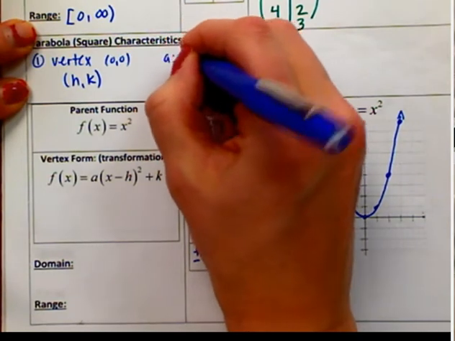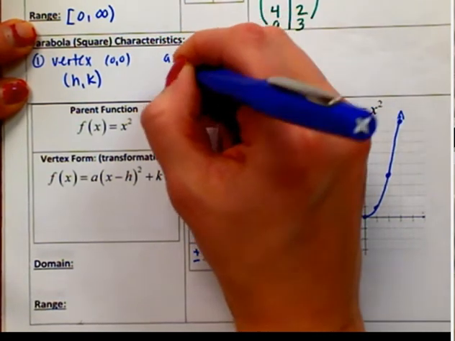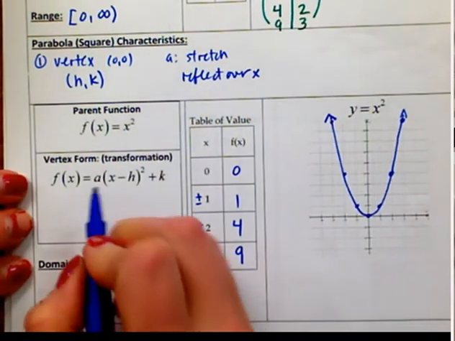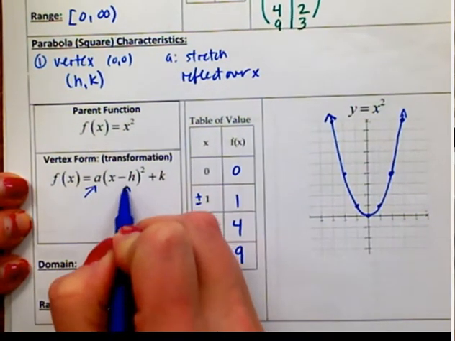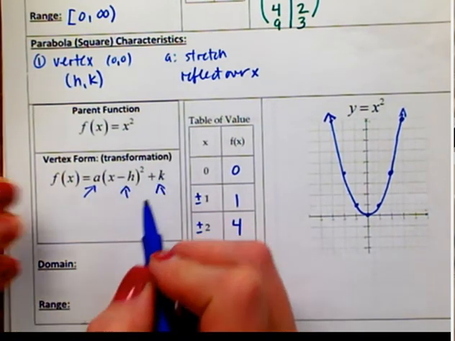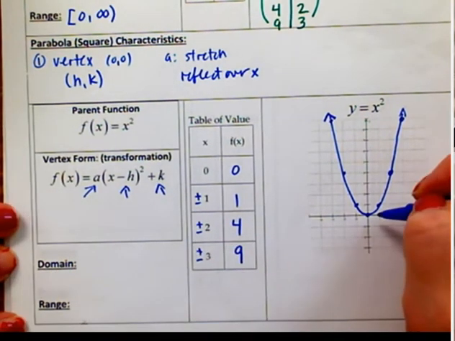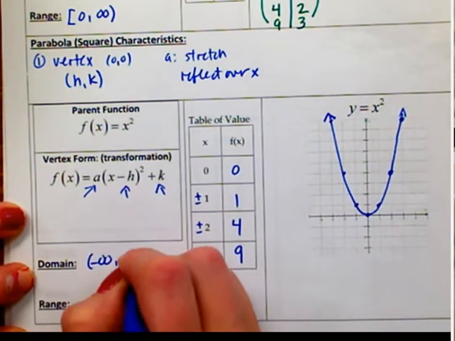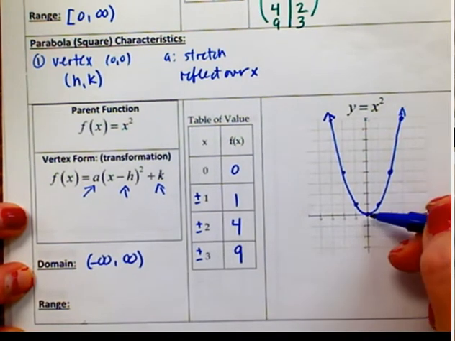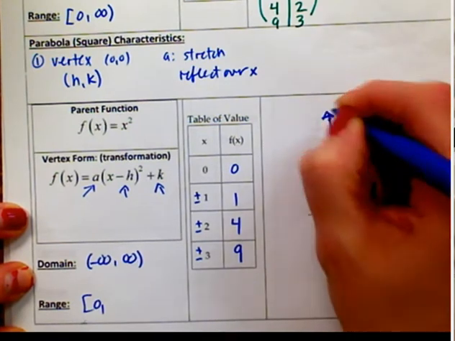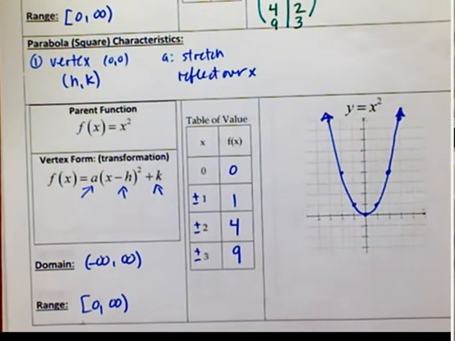A is still going to be our stretch or reflect over X. Okay. The exact same things apply for A, H, and K here as they did above. So looking at my graph, my domain is all real numbers, and my range starts at y equals 0 and goes all the way up to y equals positive infinity.